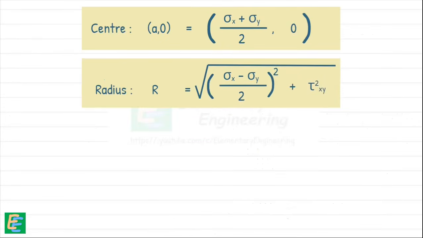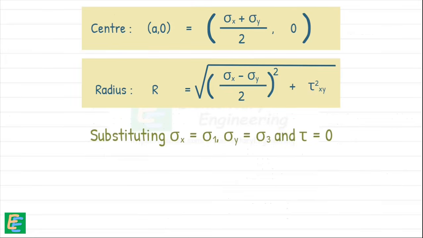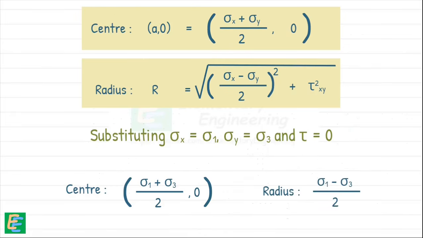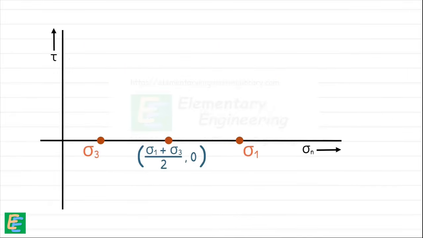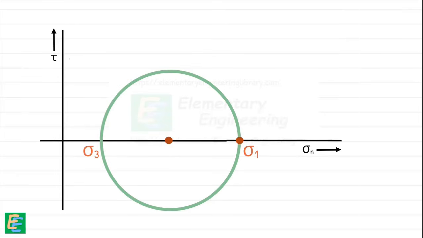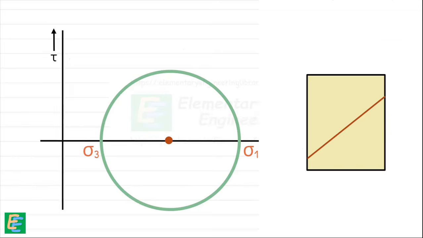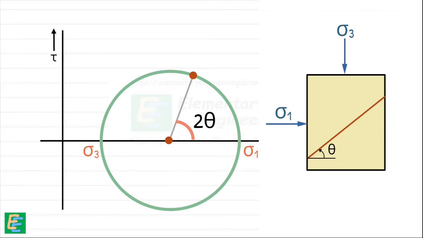Using the equations, we can determine the center and the radius of the Mohr circle. The center of the Mohr circle is at this point and its radius is this. With these values, we can draw the Mohr circle. We should note that any plane in the soil mass that is at an angle theta from the principal axis will have its stresses on the Mohr circle at a point that forms an angle of 2 theta with the principal axis at the center of the circle.